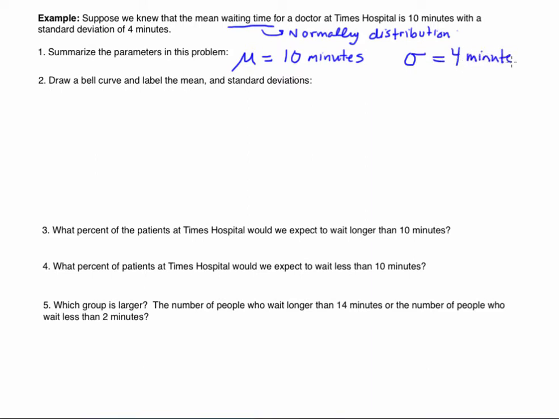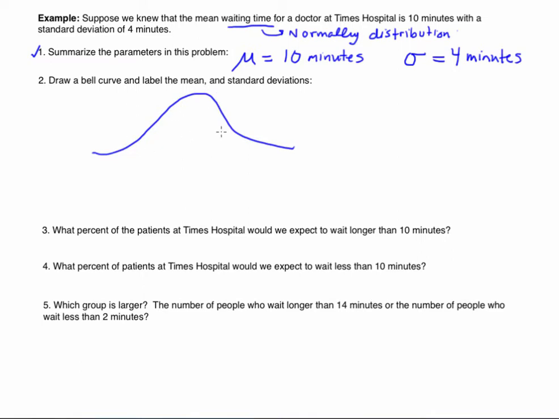What you will be asked to do is represent this situation with a bell curve, so we can get an idea of where the mean is and what values are more common or less common as we get further away from the mean. So we just summarize the parameters in this situation. What is the mean? What is the standard deviation? Once we have that information, we can summarize this situation with a bell curve.